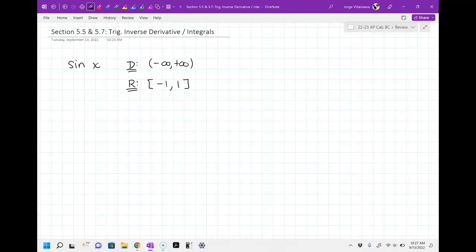Okay, if I asked you to give me the same information for cosine of x, your domain would be negative infinity to positive infinity, and your range would be from -1 to 1.